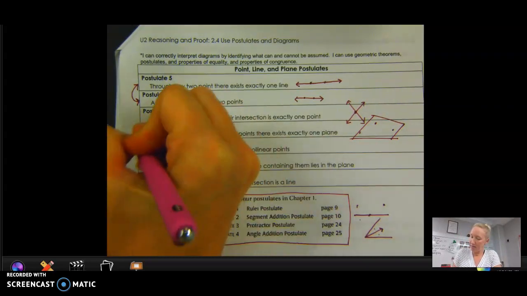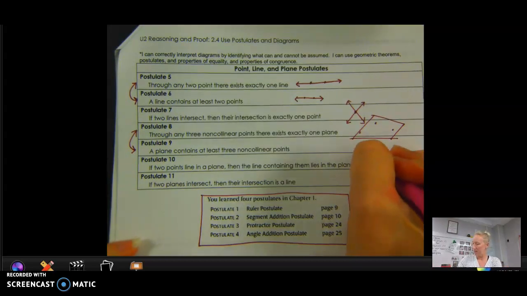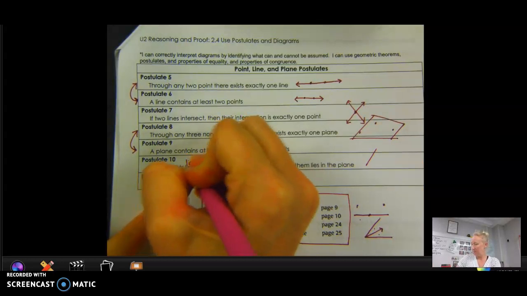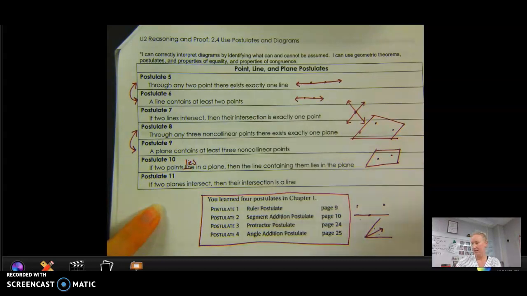8 and 9 are opposites of one another. 9 is saying the opposite. If I have a plane, then I have to have at least 3 non-collinear points. Of course, I could have a ton more, but there has to be at least 3. Postulate 10: if 2 points lie in a plane, then the line containing them lies in the plane. Okay, so this should be lies. So if I have 2 points on this plane, that means that there has to be a line that goes through those 2 points. Therefore, that line would be on that plane also.